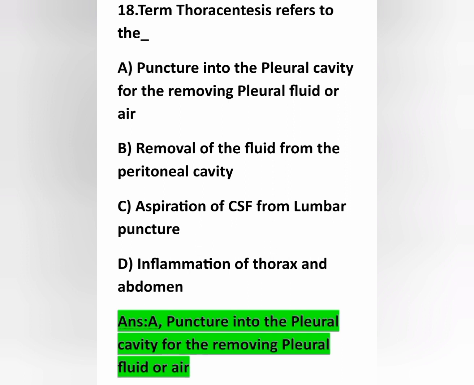Thoracocentesis means puncture by needle through the chest wall into the pleural space for the purpose of removing pleural fluid. Pleural fluid includes blood, serous fluid or pus. Also, air is removed from the pleural cavity in case of pneumothorax. That is known as thoracocentesis. It is performed for either diagnostic or therapeutic purpose. Okay, here option A is the correct answer.